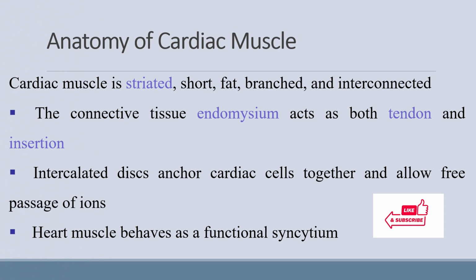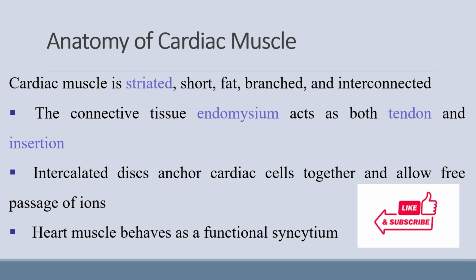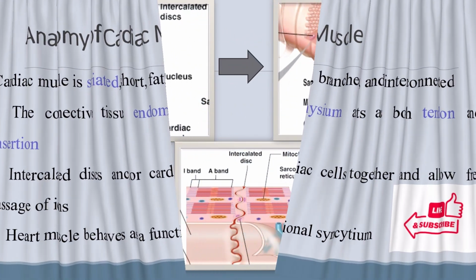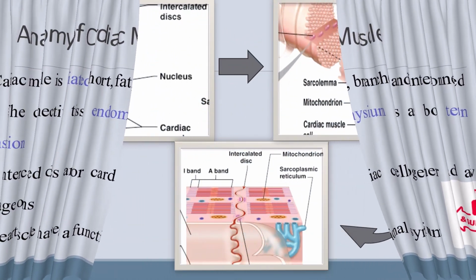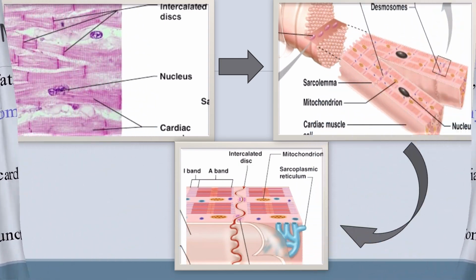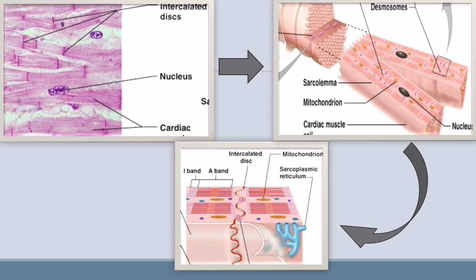Now learn the anatomy of cardiac muscles. These are striated, short, fat, branched, and interconnected. The connective tissue endomysium acts as both tendon and insertion. Intercalated discs anchor cardiac cells together and allow free passage of ions. Heart muscle behaves as a functional syncytium. This is the muscular structure of the heart, showing an individual cell with nucleus, sarcolemma, I bands and A bands.